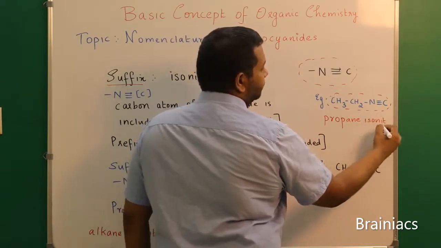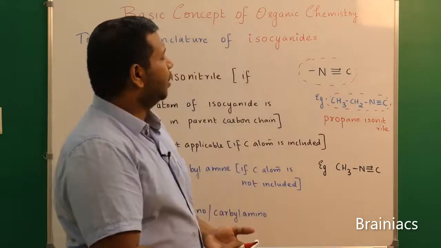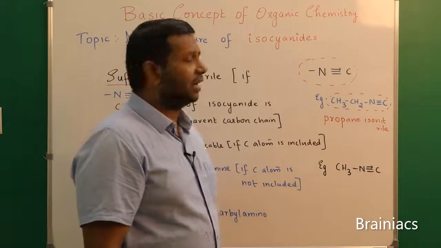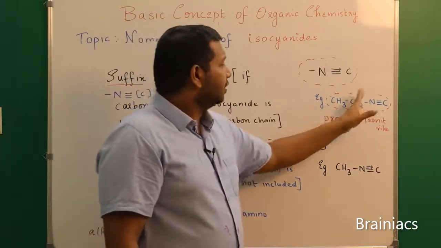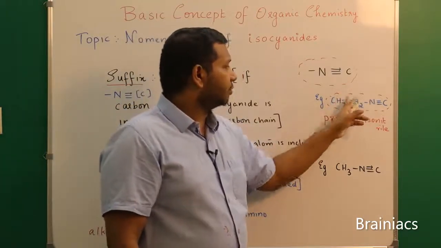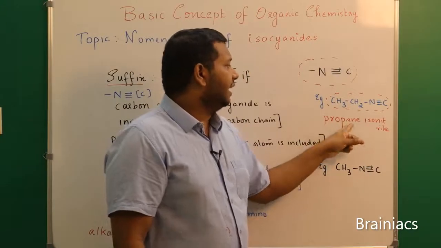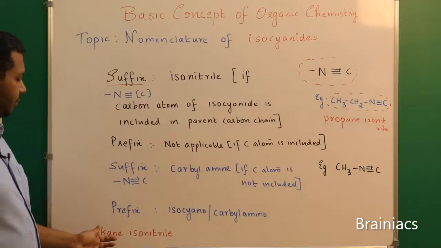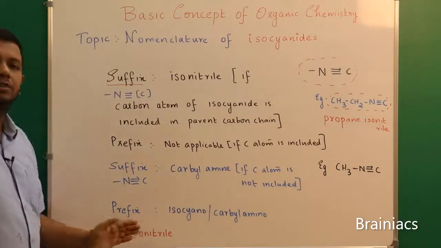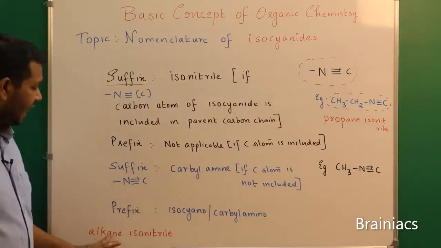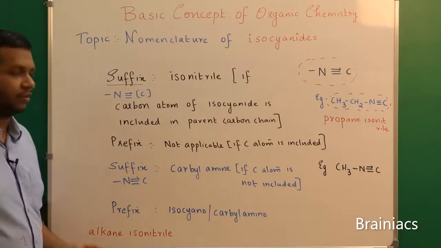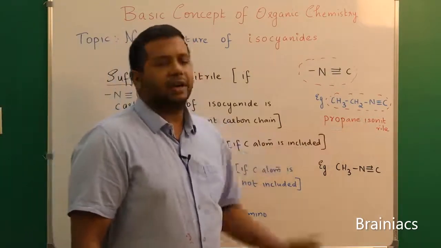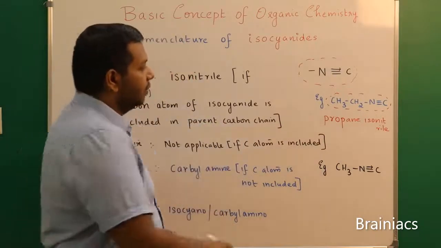Here also students will have a doubt: sir, here N and C are linked by a triple bond. No, you should not consider that. Here you need to consider only the other carbon atoms, without the functional group, and how they are linked. That is the reason why ane is coming. The usual suffix name is alkane isonitrile. So here alk means prop, and ane isonitrile is coming. Now similarly you can name this. How many carbon atoms are there?